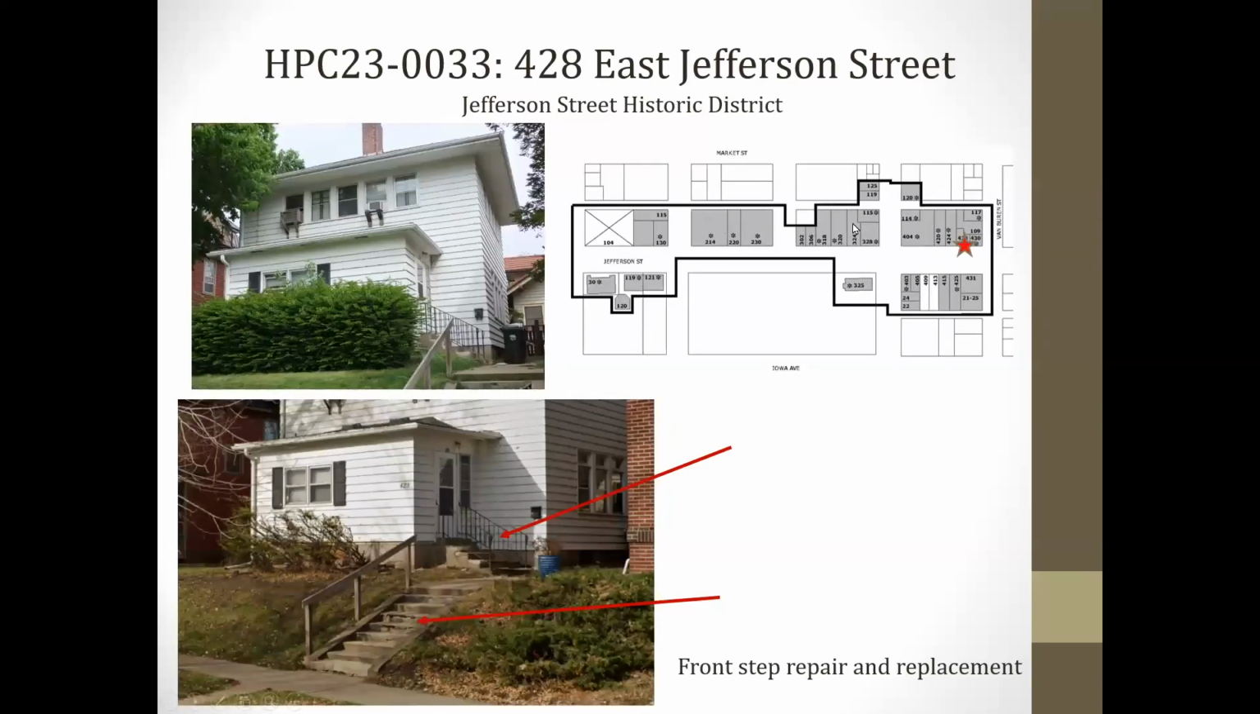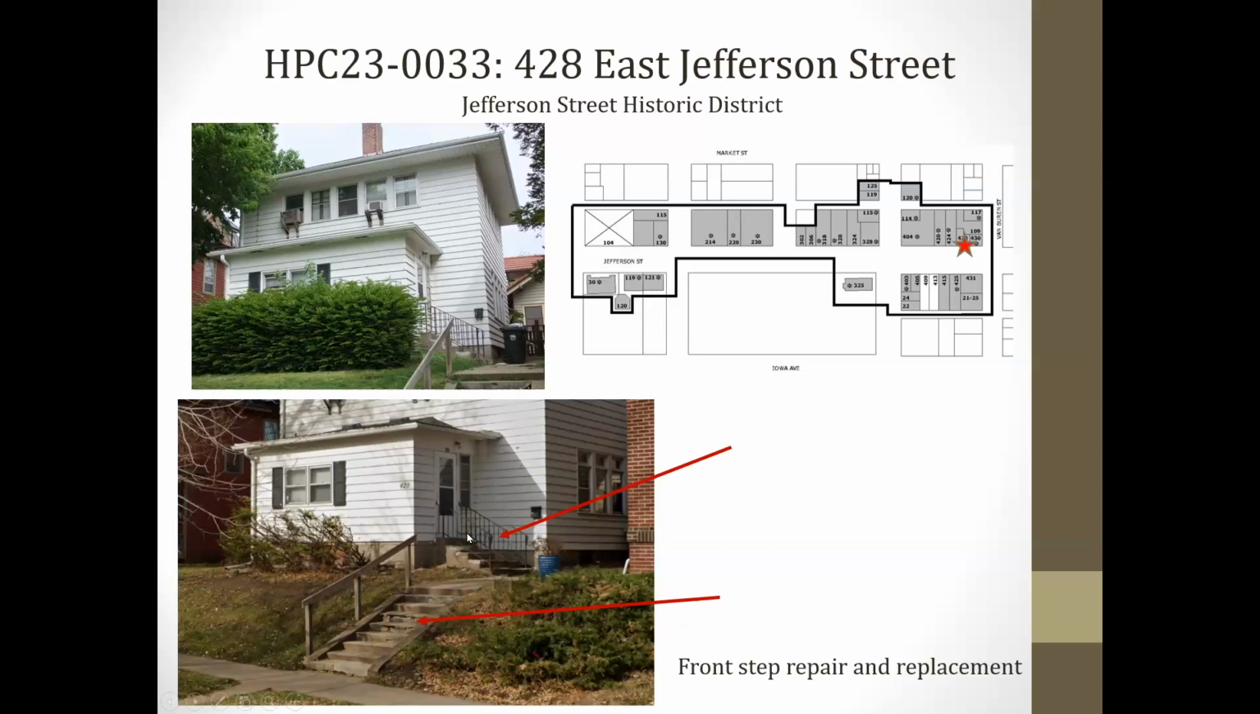This minor review is 428 East Jefferson Street, a little four square that used to have an open porch. It's covered in metal siding. They need to work on their front steps. It's a rental, so they were cited by the housing inspectors. I call these site stairs just because they're out in the yard and they go from the sidewalk to the yard. And then these are the porch stairs.